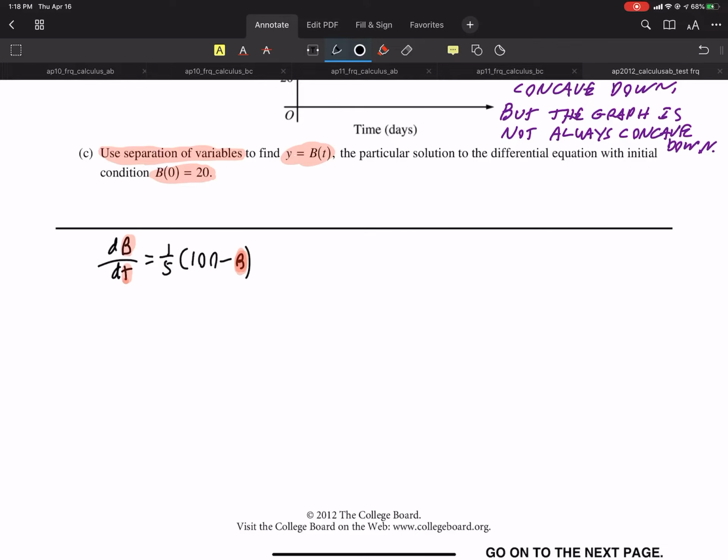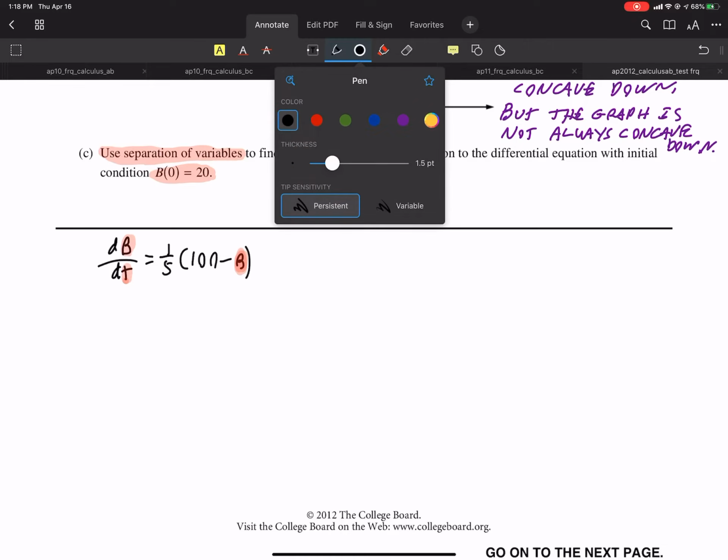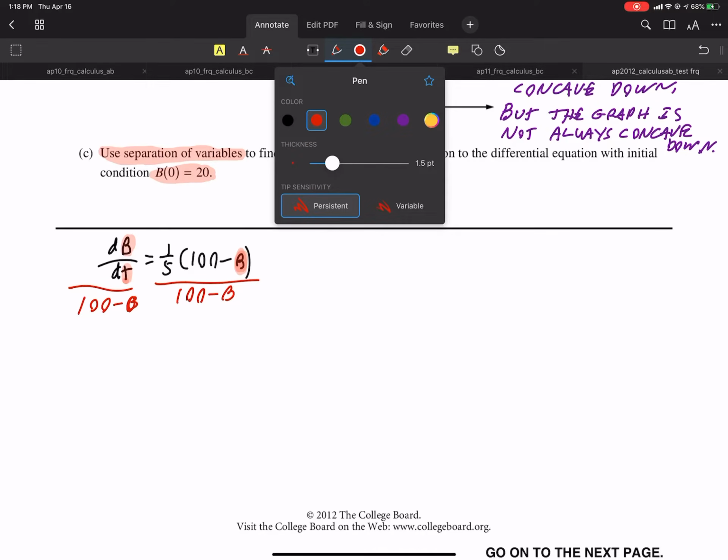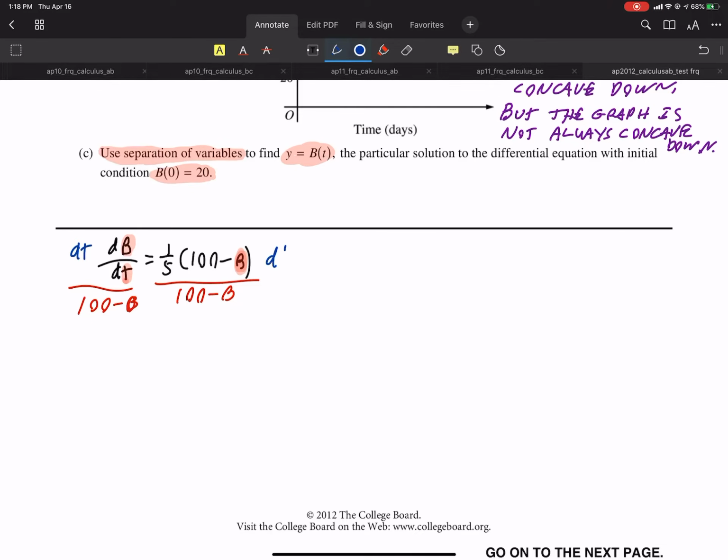So we're going to divide both sides by 100 minus b. And we're going to multiply both sides by dt at the same time. So those will cancel there, and these will cancel here. And this becomes dB over 100 minus b equals 1/5 dt. All right, you get 1 point just for separating it out. Now we need to integrate both sides.